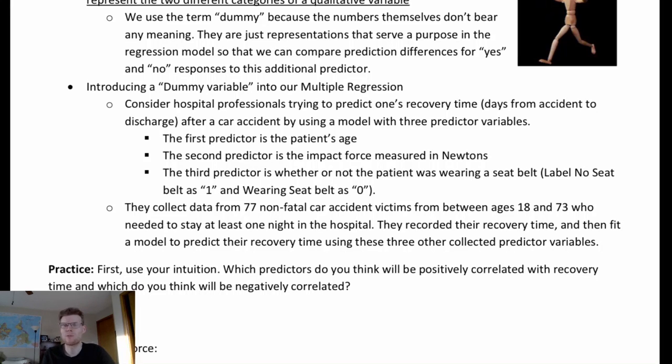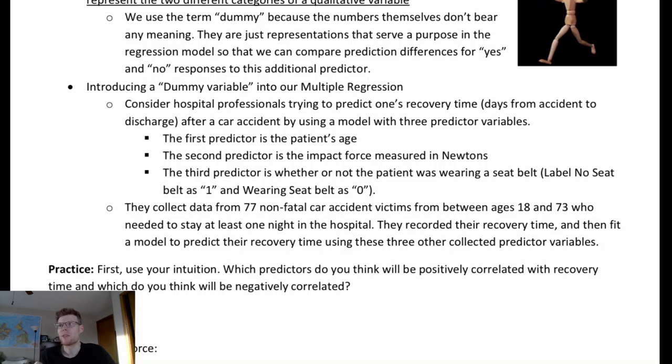And this is very simplistic, the way we're doing this. If we were doing this in real life, this is probably not the most helpful model ever. We'd probably have a lot more variables we'd like to consider. But we're going to do this with just three predictors, just to make this as simple as we can. The first is going to be the patient's age. The second is going to be the impact force of the accident they were in. And the third is whether the patient was wearing a seatbelt or not at the time of the accident.